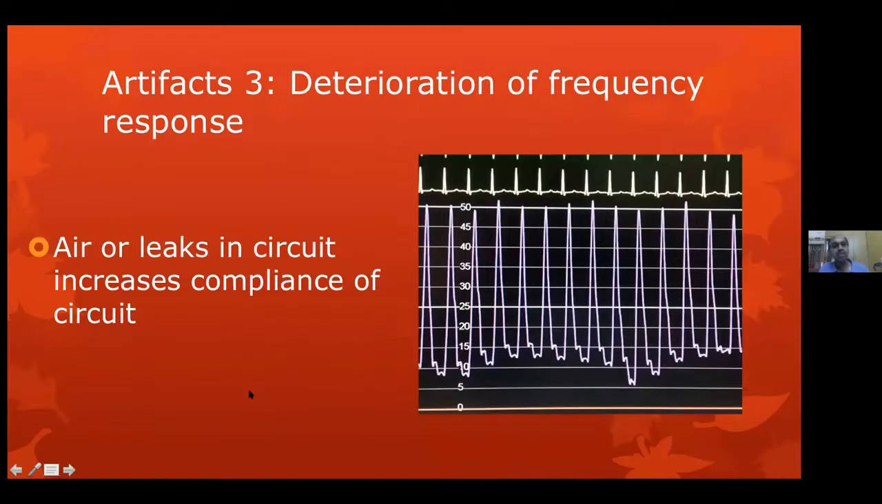Deterioration of frequency response. Deterioration of frequency response means we spoke about the natural frequency of 60 to 70 hertz. Suppose I have a small air bubble in the circuit. Remember, an air bubble is not always in the translucent line that is outside. It can be within the catheter also. The property of a catheter is to adhere to air bubbles.